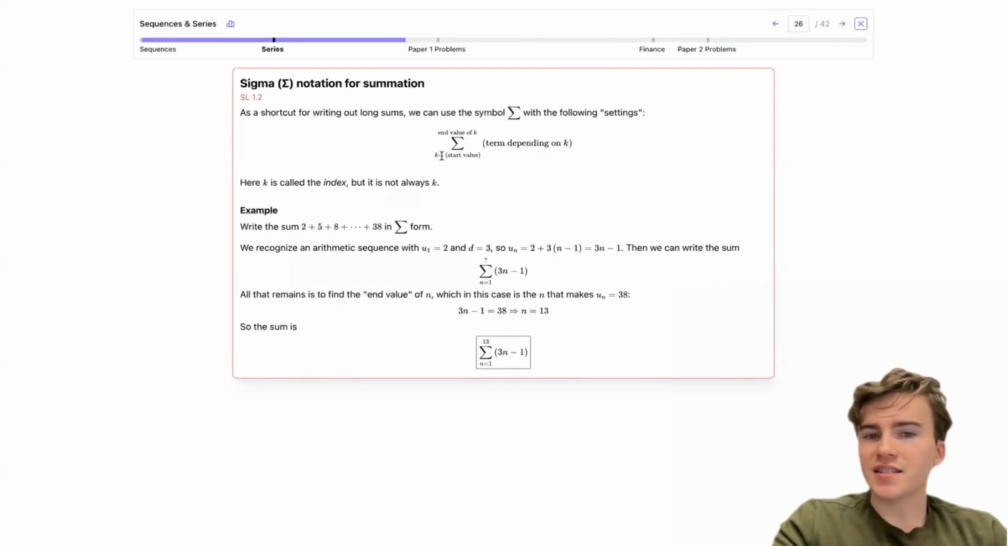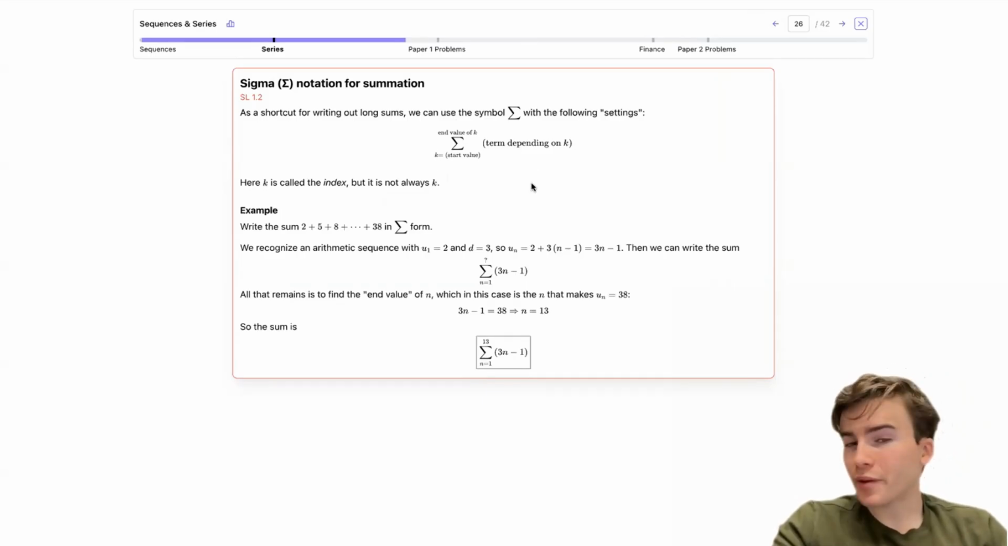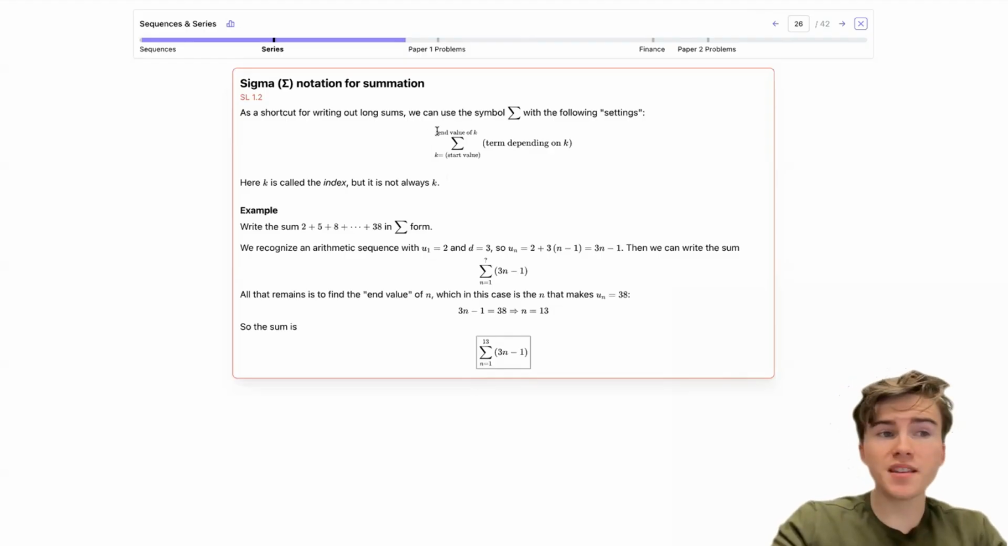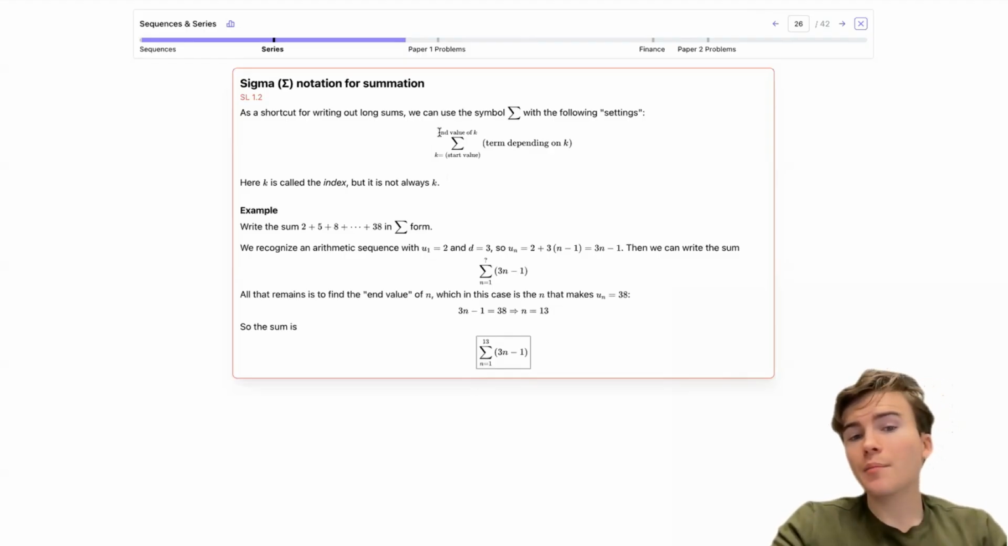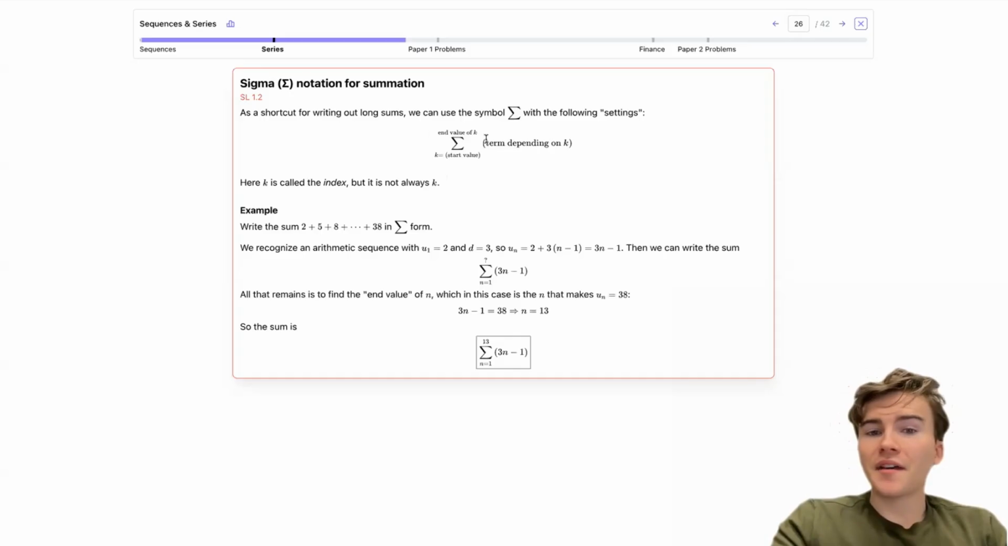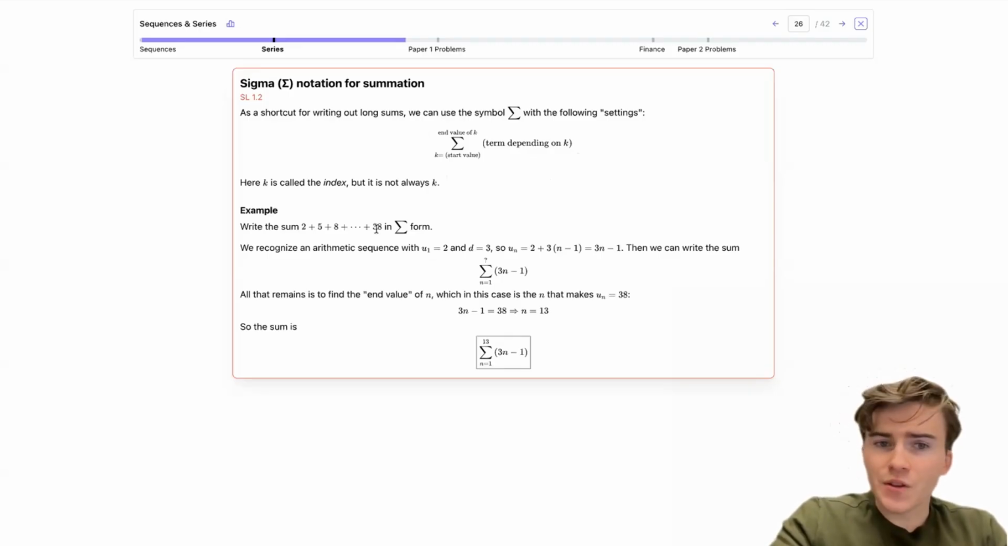with the index. In this case, the index was k, but it doesn't always have to be k. It could be i or r. It depends on the problem. And on top of the sum, I put where I'm going to stop my summation, okay? And then after the sum, I put the thing that I'm going to be adding up, and usually it depends on k. So let's look at an example.